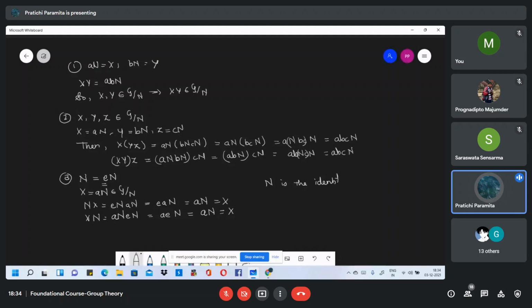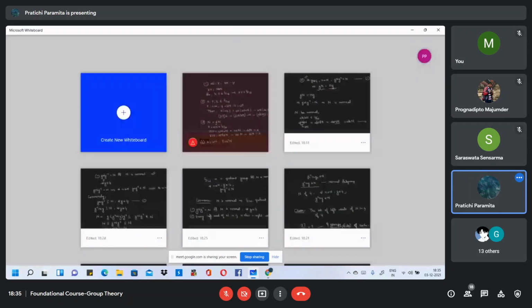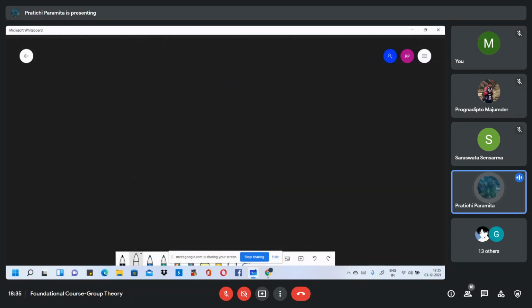And finally, we need to prove that inverses exist. So suppose x is equal to aN and y is equal to a inverse N. If aN exists, then a inverse N has to exist because a is an element in G, and a inverse will also be an element in G because G is a group. So xy is nothing but aN, a inverse N, which is a a inverse N, which is eN, which is N. So y is the inverse of x. So we have proved that it will be a group. Is that fine?